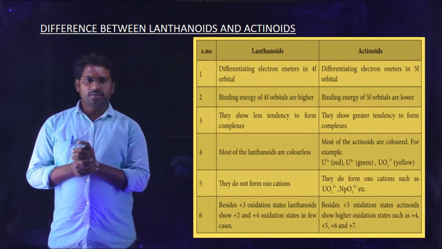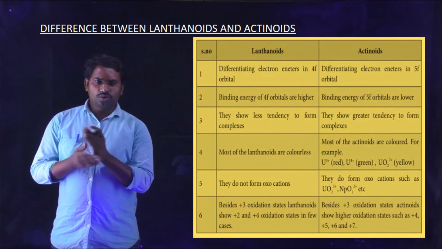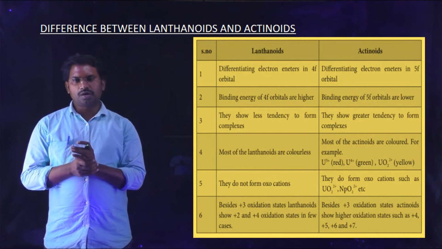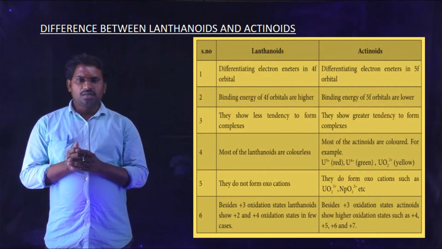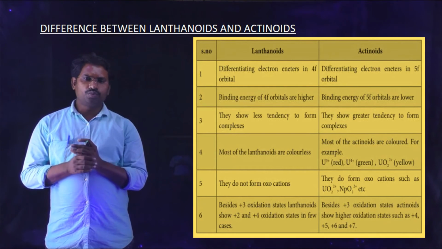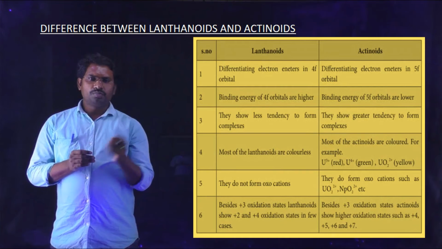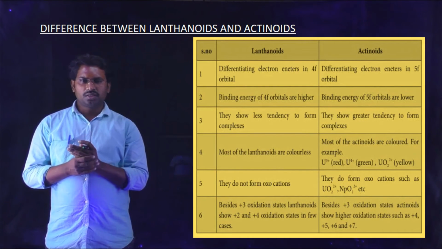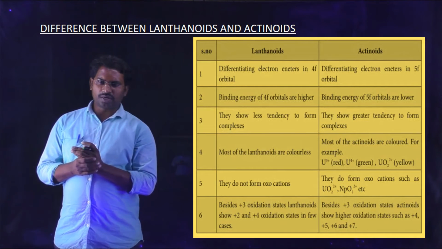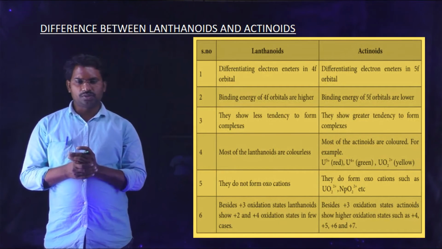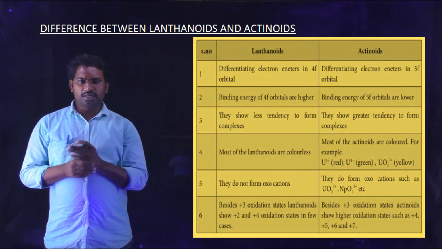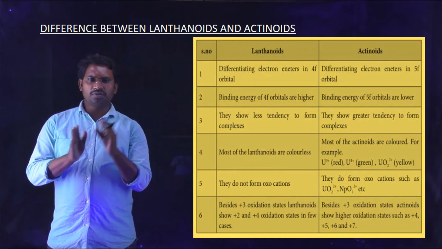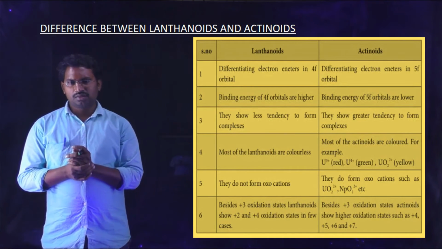In the third point, lanthanoids show less tendency to form complexes, while actinoids have a greater tendency to form complexes because of their radioactive nature. And the fourth point is that most of the lanthanoids are colorless.